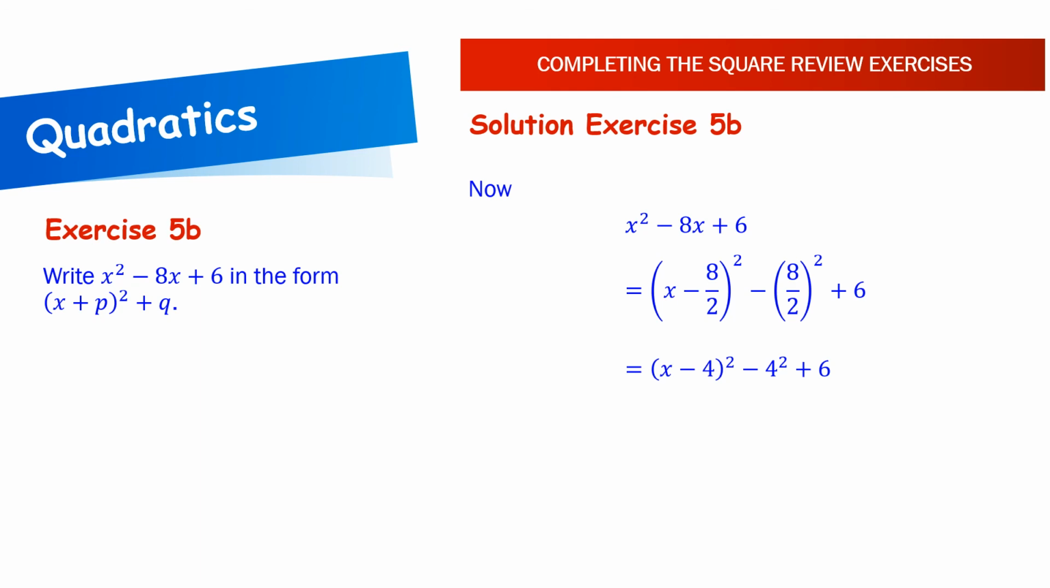This simplifies to x minus 4 all squared minus 4 squared plus 6. And simplifying further, we obtain x minus 4 all squared minus 10. And this is therefore in the form x plus p all squared plus q.